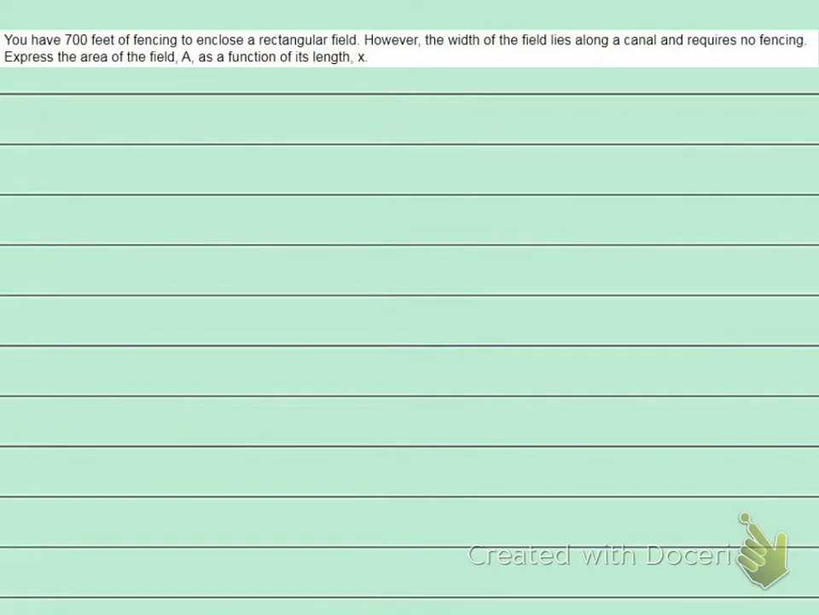It says that we have 700 feet of fencing to enclose a rectangular field. The width of the field lies along a canal and requires no fencing. Express the area of the field A as a function of its length x. Let me get this right. I have a field, it's a rectangle, so I draw a rectangle.